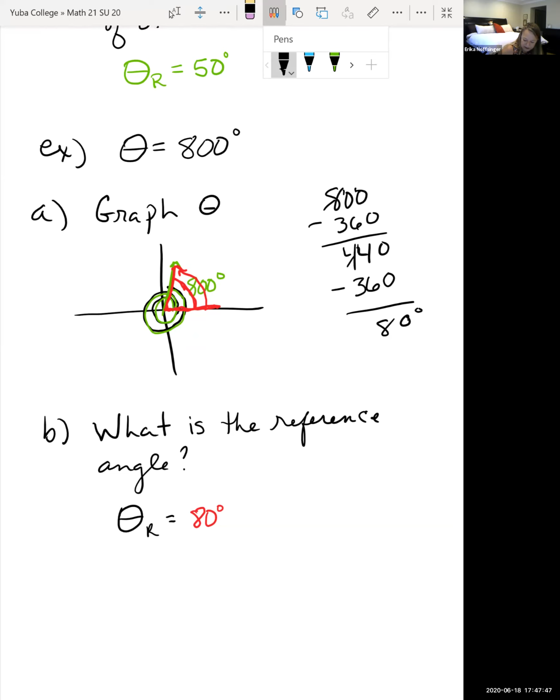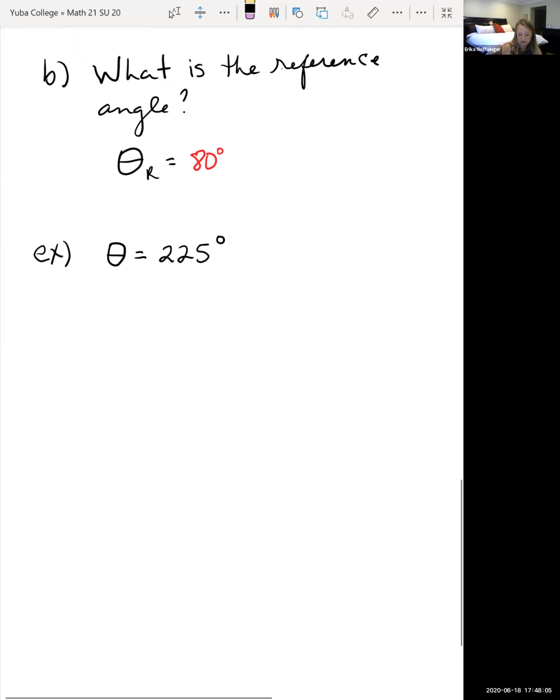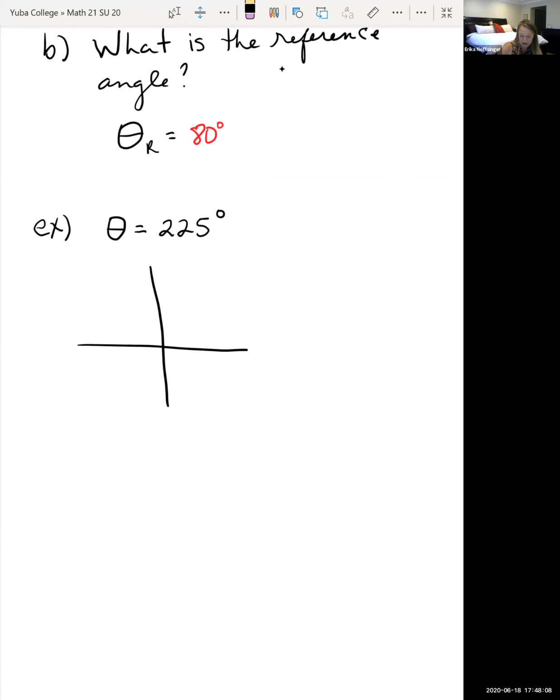So let's just do a couple more. What if it was 225 degrees? So first draw it. 225 degrees, I know I'm starting again in initial or standard position. So 90 degrees, this would get me 180. So I think to myself, 180 to how much more gets me up to 225, which is 45. So that would get me right here.